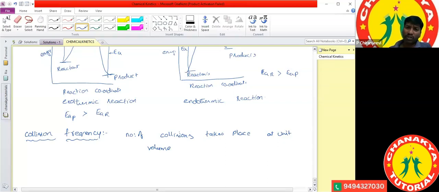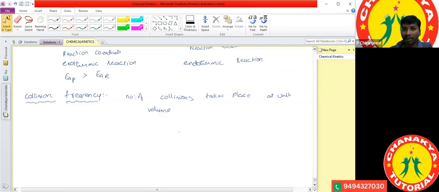Collisions also have to take place in a proper direction. Then only are reactants converted into products. If the collision does not take place in a proper direction, the reactants cannot be converted into the product. Now you got the point. For that, some diagrammatic examples are given, and I can explain with a simple example.